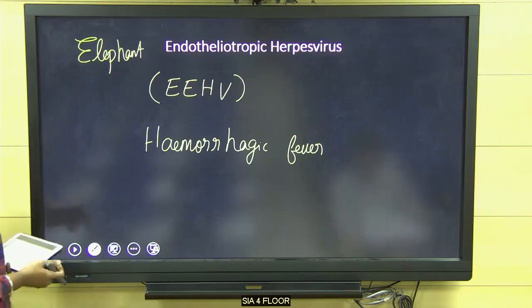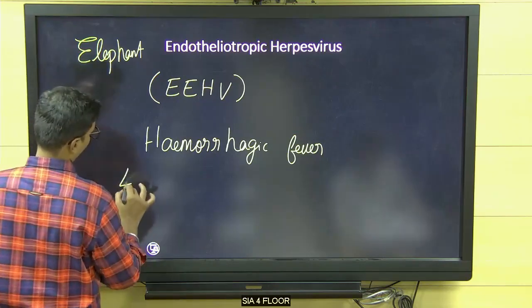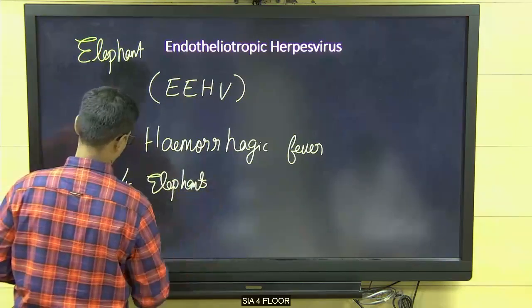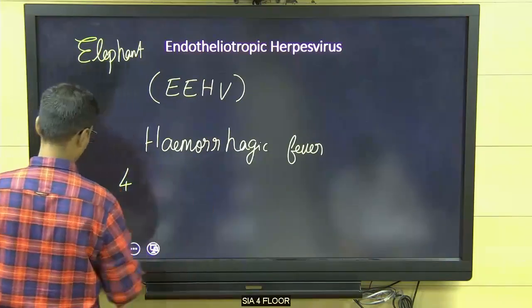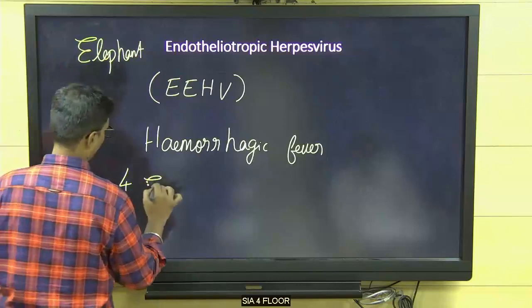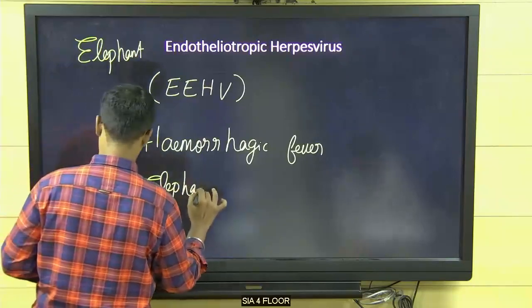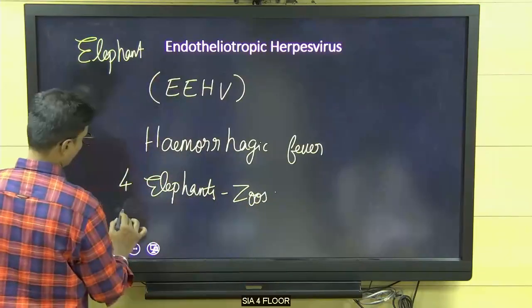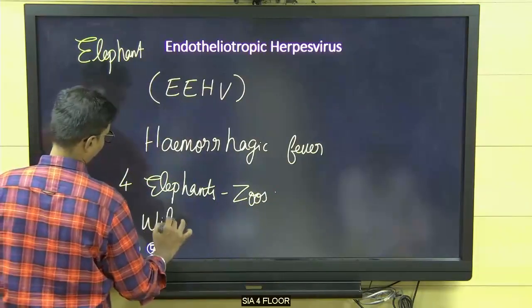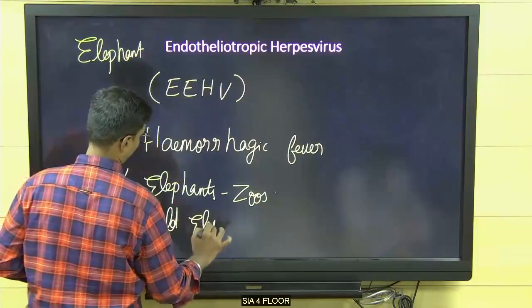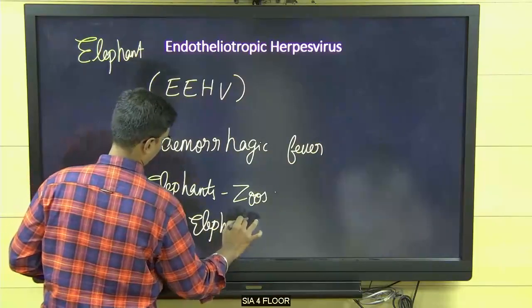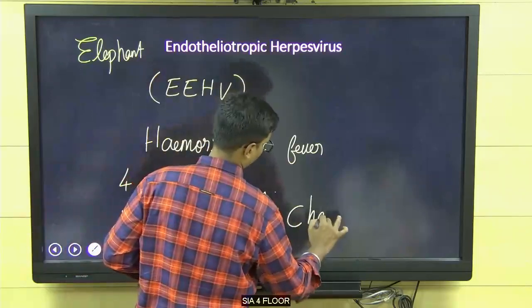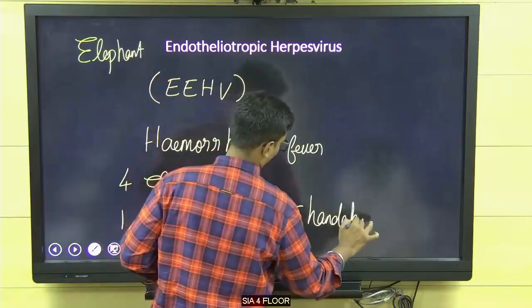And most importantly, in India, 4 elephants have died in a zoo. But that is not the important part. One wild elephant died recently after contracting this virus. And this happened in Chandaka forest, which is located in Odisha.